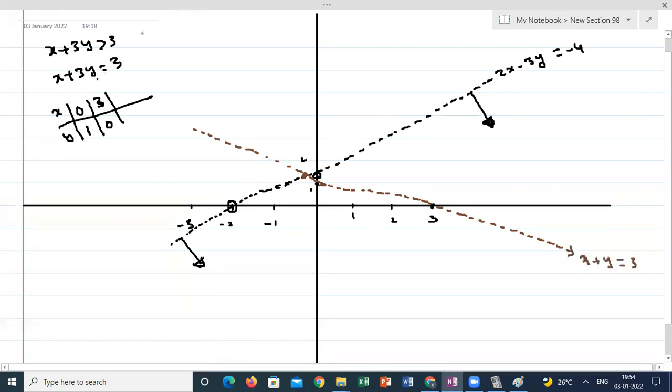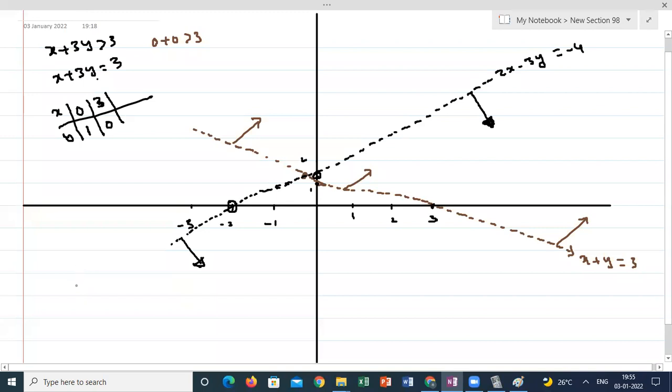If I am substituting the origin here, 0 plus 0 is greater than 3, which is false. So sorry guys, the origin side is not the solution. Above the line is the solution set, but points on the line are not included.